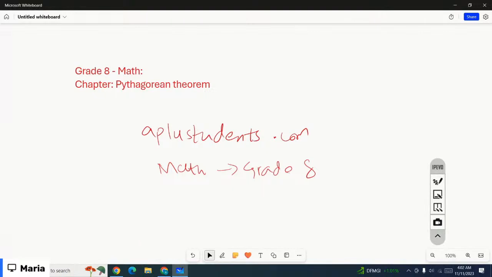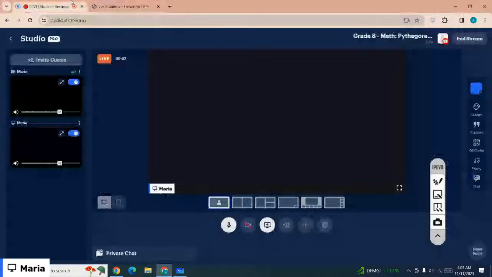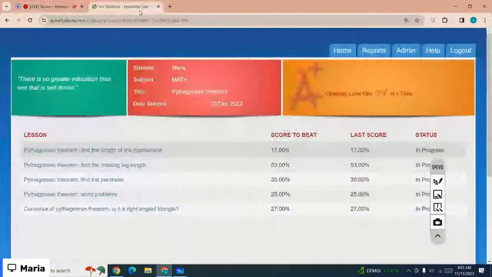There you can find a list of the chapters. We're going to start with the chapter Pythagorean theorem. So let's just start with the chapter Pythagorean theorem. Okay, so let's just start with the lesson. Here I am on the lesson Pythagorean theorem.